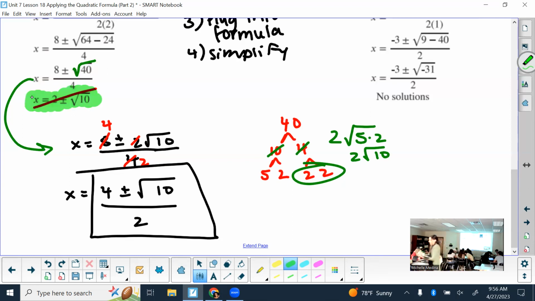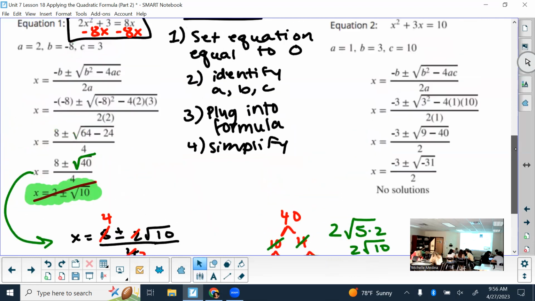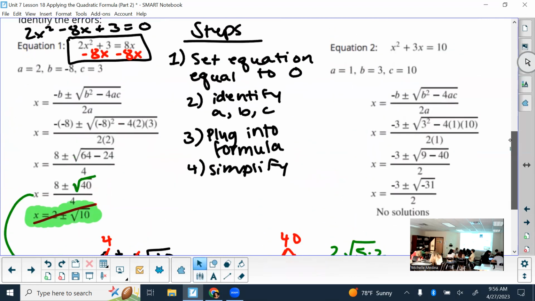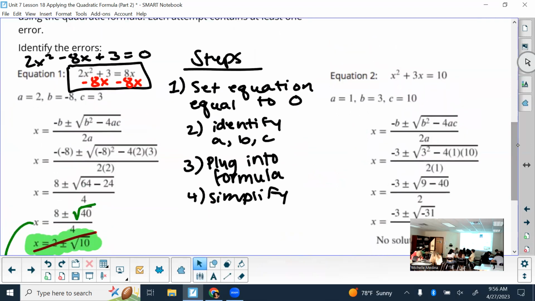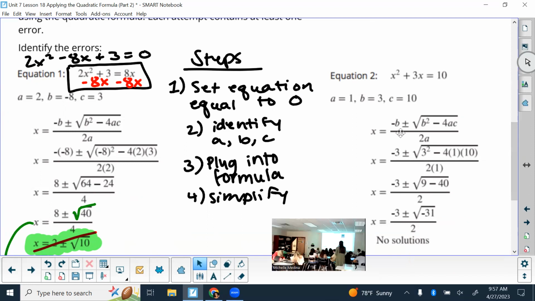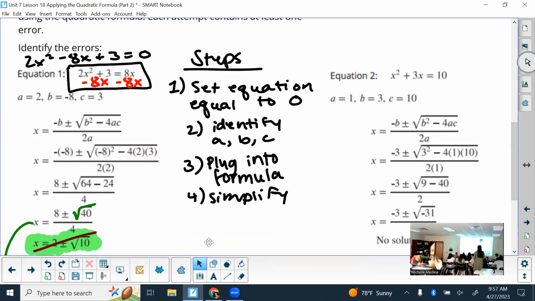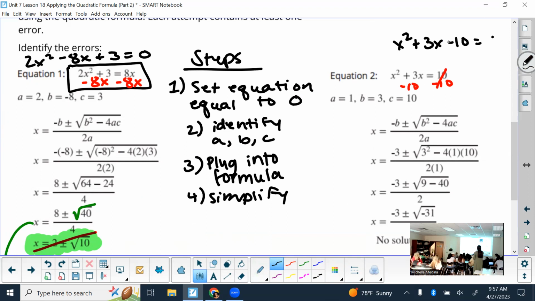Now, moving on. In equation 2, can someone raise their hand and I'll try to show favoritism to those that haven't spoken a lot. Who thinks they found the mistake in equation 2? Wrigley? They didn't set it equal to 0, so what would I have to do to make that 10 0? And whatever you do on one side. So then my standard form should be this, x squared plus 3x minus 10 equals 0.